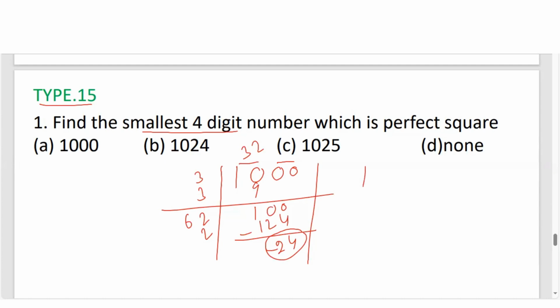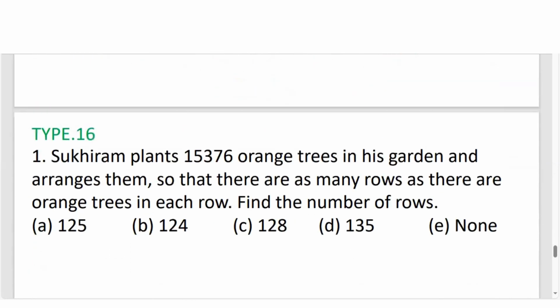So our right answer is: 1000 is the smallest four-digit number. It is not a perfect square, so we need to move up. So we need to add 24. So we will get 1024. So 1024 is our right answer. So every type of the question we are doing here. So now I think you understood this question.